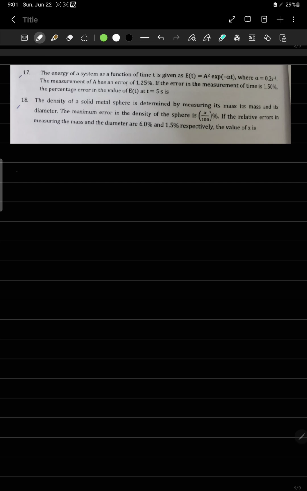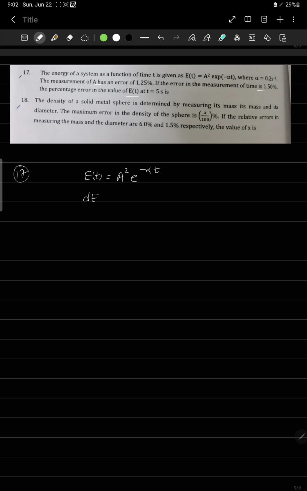In the same rule, another question, number 17. The energy is given as a square e to power minus alpha t. Alpha, percentage error in a, and time are given. We need to find the percentage error. Now I think so far you understood the pattern. Whenever you get exponential or any log kind of functions, just start with the differentiation.